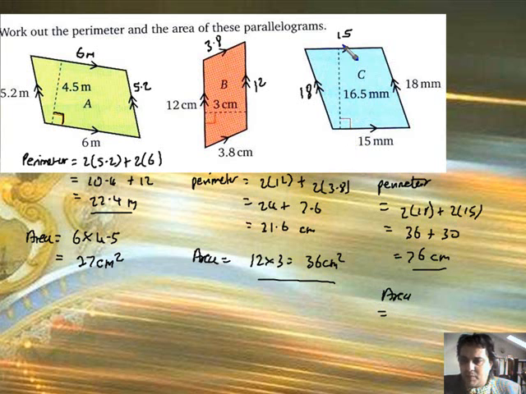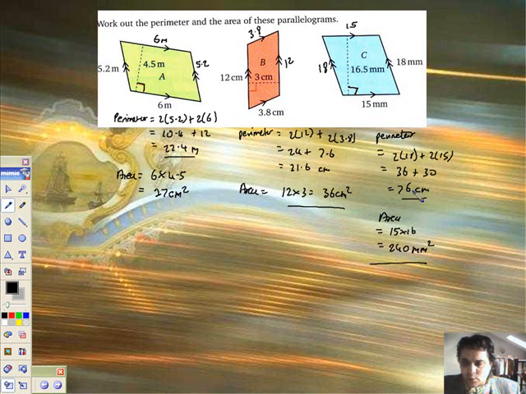Well, base, height, black and white. There it is, 90 degrees. There's the vertical height. So 15 times 16. I don't fancy this at the moment. So calculator. 15 times 16. 240. And we're in millimeters squared because it's millimeters in the original length.